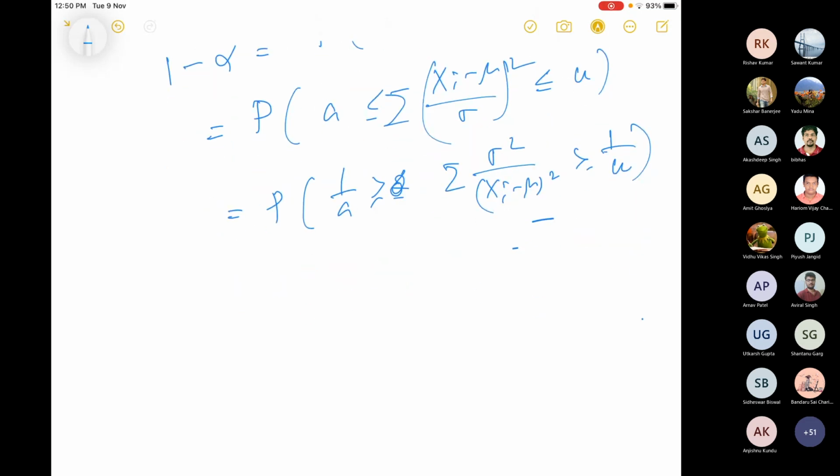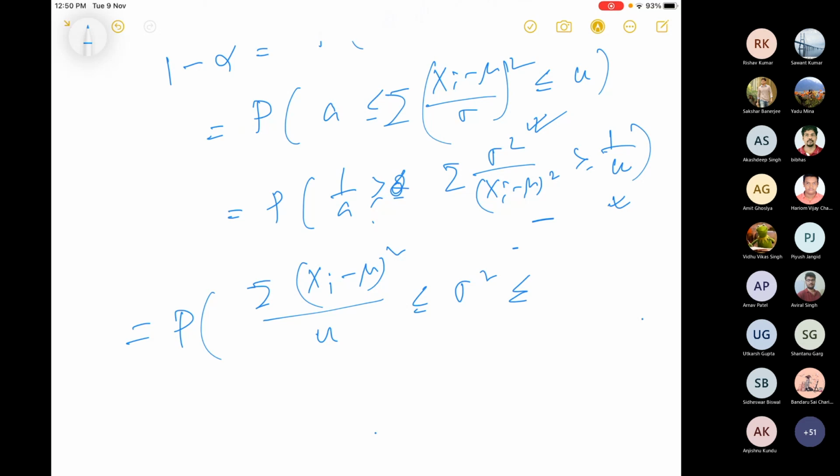Now I have to keep sigma square in the middle and spread everything out. So it will be the sum over i equal to 1 to n of (xi minus mu) whole square divided by U, less equal to sigma square, less equal to the sum of (xi minus mu) whole square divided by L. Because it was bigger equal to, multiplying by the sum reverses it to less equal to. I'm doing a step jump here, but okay.